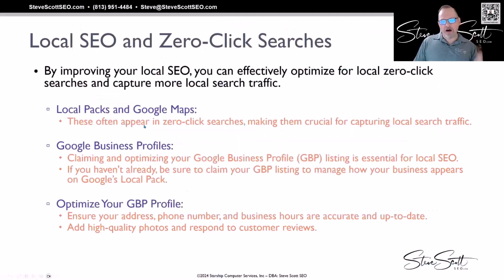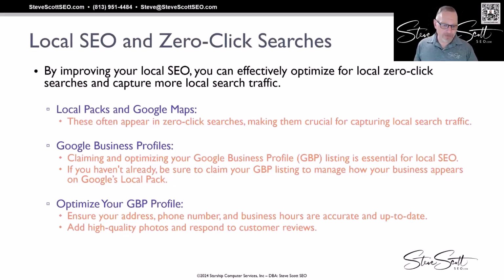So those often appear in the zero-click results, and they can definitely help you get found when someone's looking for the kind of business you offer. That's a local business. They can find you better. Now, in order to get that, well, you have to have a Google Business Profile. You have to claim and optimize your Google Business Profile listing. It's essential, honestly, for local SEO. It's not just going to show up. You have to go ahead and claim it so you have access and control over it.